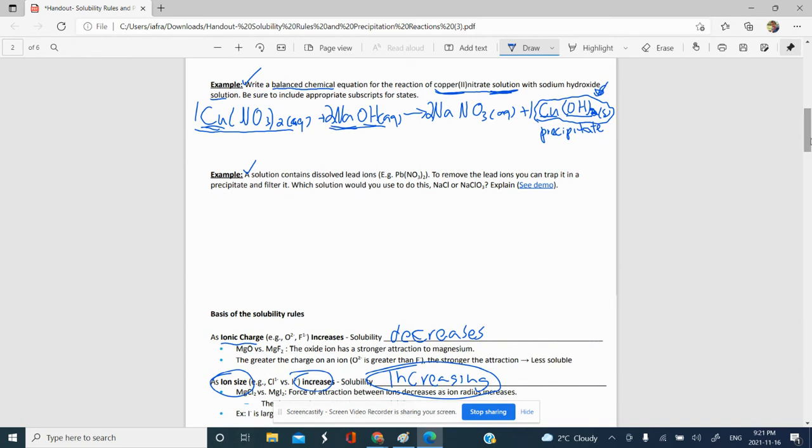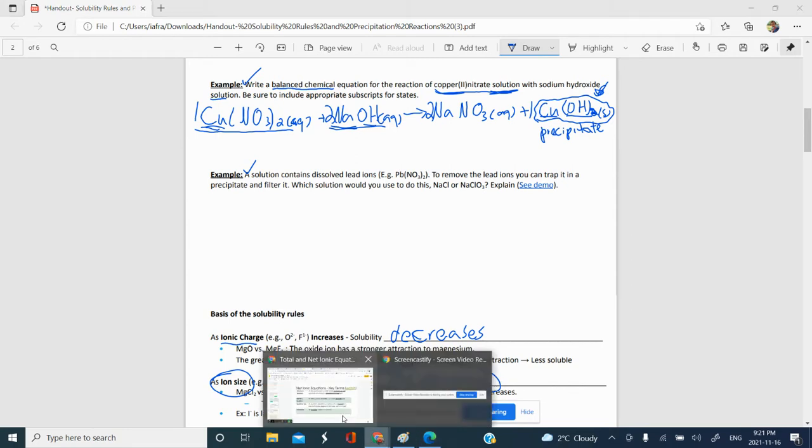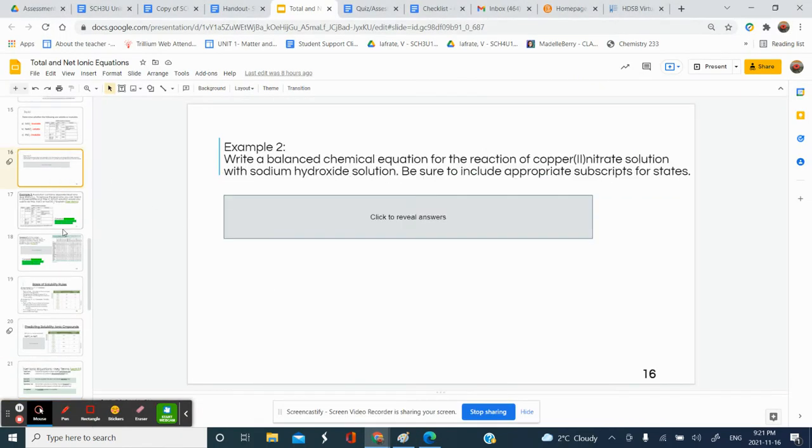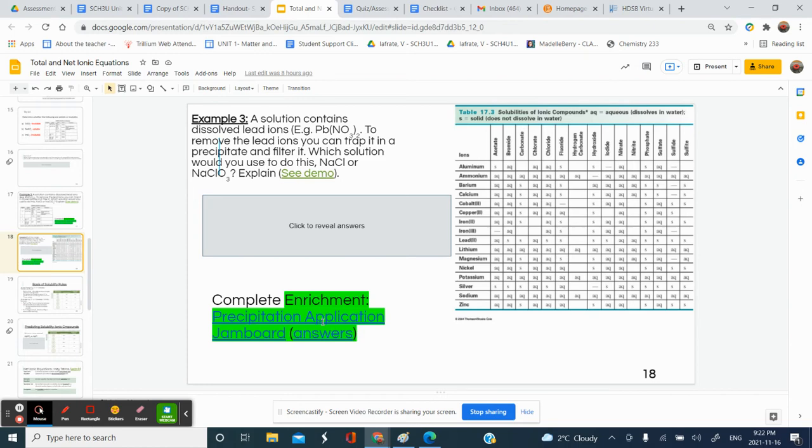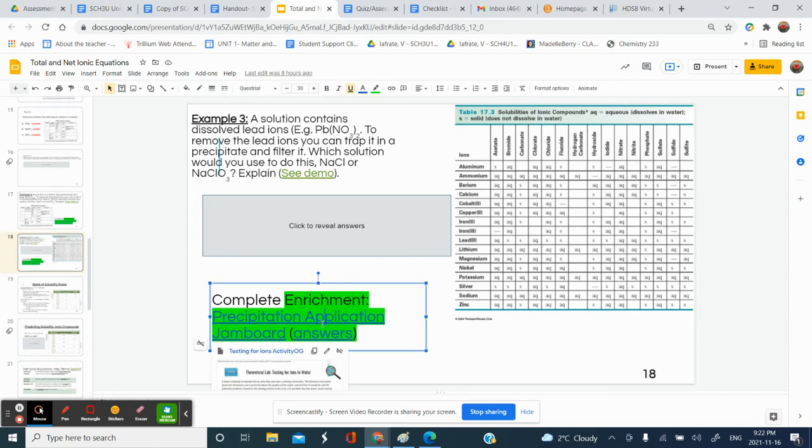So let's try a little bit of an extension question. After you do this extension question, you'll be able to try an enrichment activity found in your slide deck. And here's the enrichment activity. It's called the Precipitation Application Jamboard. You open it up and you read the instructions, you try it out, and you can see the answers are also included there. So after doing this example, you'll be able to attempt that if you'd like.